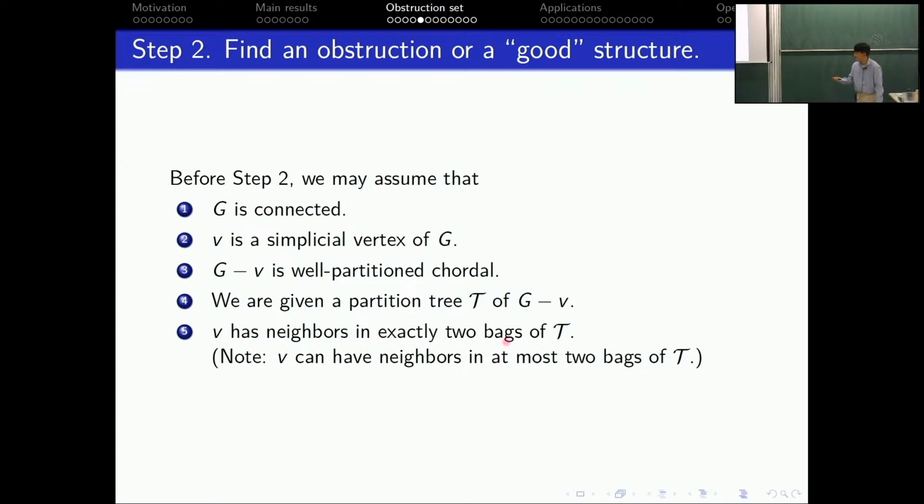And the most tricky part is this. Note that if v is simplicial, then v can have neighbors in at most two bags, because the neighborhood of v is a clique, right? So if v has exactly one neighboring bag, then we can easily modify the partition tree to a larger partition tree. So the tricky part is when v has neighbors in exactly two bags of T. So I will assume that v has neighbors in exactly two bags.